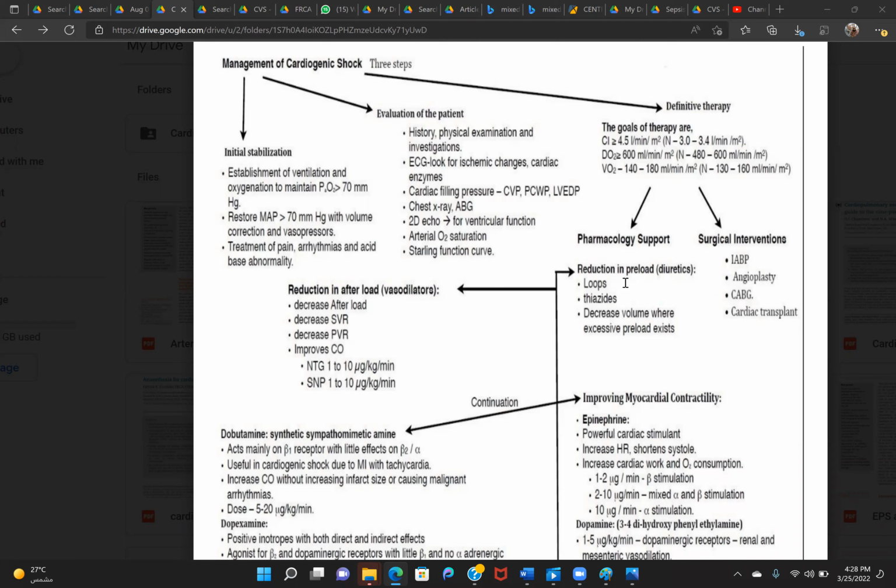Okay. The pharmacological support is reducing the preload and afterload. Loop diuretics are reducing the volume. And thiazide diuretics decrease volume where excessive preload exists. And then afterload is decreased by decreasing SVR and pulmonary vascular resistance with vasodilators.